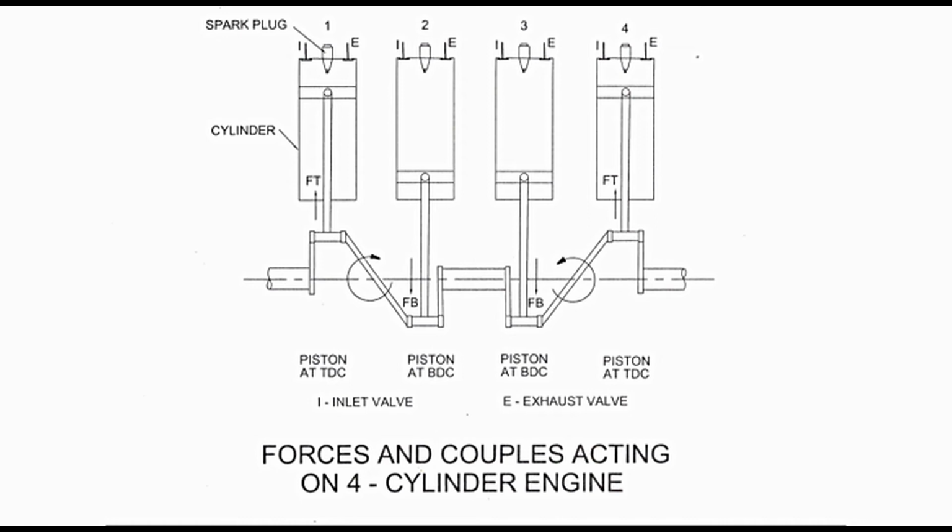Forces Ft and Fb acting on cylinders 1 and 2 form a couple in the clockwise direction as shown. A similar couple in the anti-clockwise direction is formed on cylinders 3 and 4. These couples are acting in vertical planes. As the magnitude of the two couples formed is equal and these are acting in opposite directions, their effect is nullified.